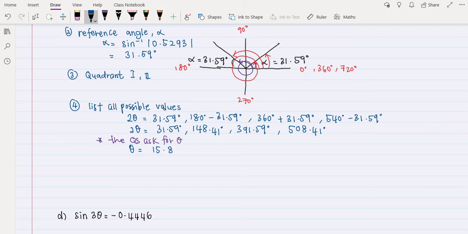15.795, or we can just rewrite 15.80, and then the second one will be 74.205 degrees. Okay, so let's just take all the decimal place. So 795 here, and then 74.205 degrees, and then the third one will be 195.795 degrees, and the last one will be 254.205 degrees.